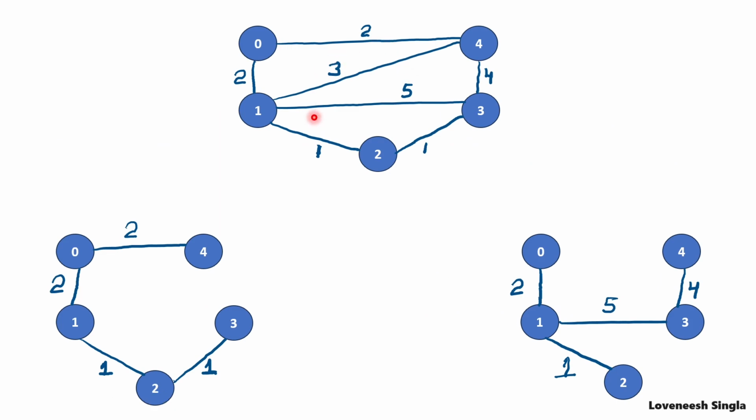So let's say we have this graph. So for this graph, different spanning trees are possible. Out of those, these two are the spanning trees of this graph. Now first let's understand why these two are the spanning trees of this graph.